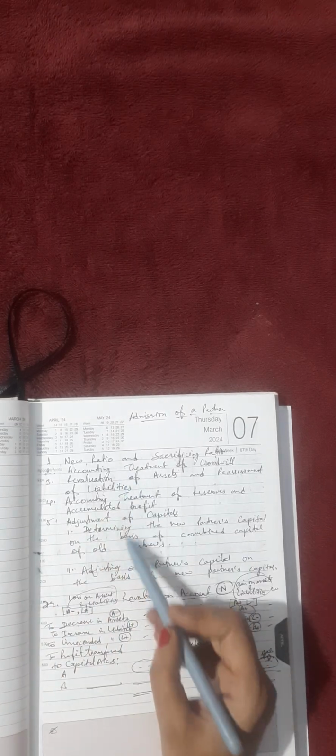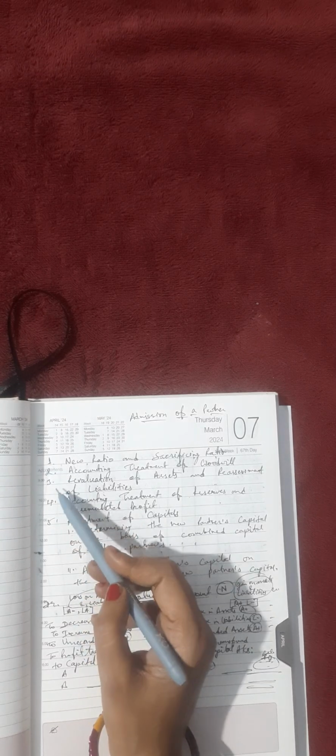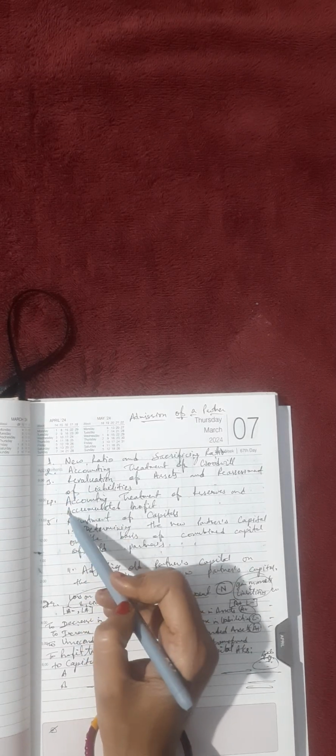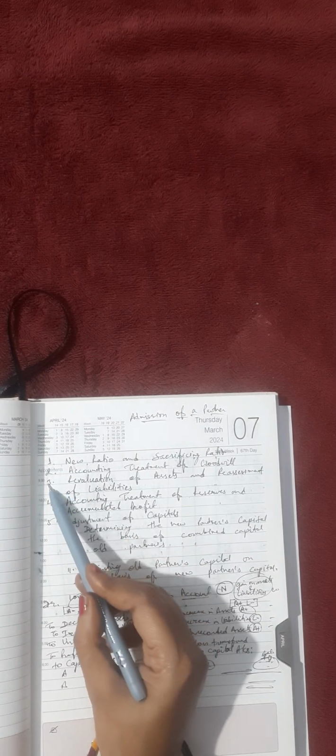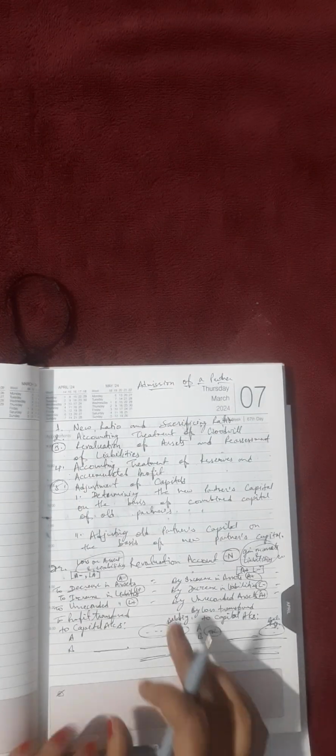First, we have understood what the topics under admission of a partner are. There are 5 main topics: new ratio and sacrificing ratio calculation, accounting treatment of goodwill, revaluation of assets and reassessment of liabilities, accounting treatment of reserves and accumulated profit, and adjustment of capital. Videos 1, 2 and 4 are already available, and 3 revaluation account and 5 adjustment we learned here. Okay, the format also I have explained properly.